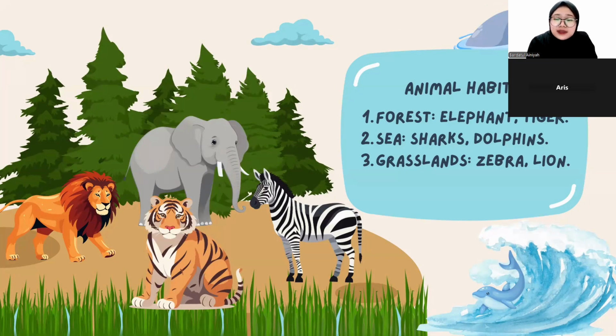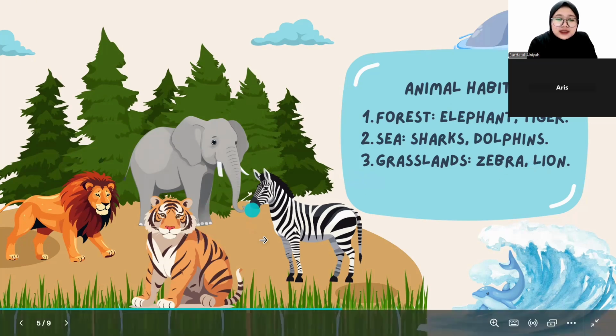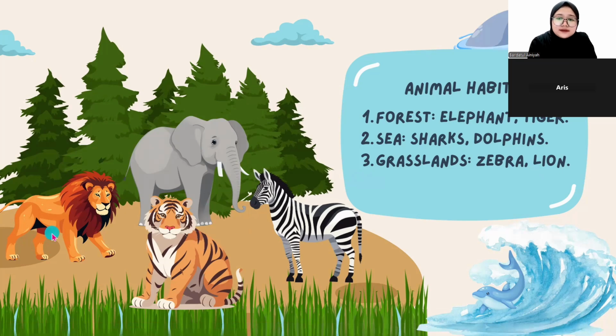Next, animal habitat. Actually, there are many habitat of animal, but I just give 3 examples. Number 1, forest. For example, elephant and tiger. Number 2, sea. For example, shark and dolphins. Number 3, grassland. For example, zebra and lion.